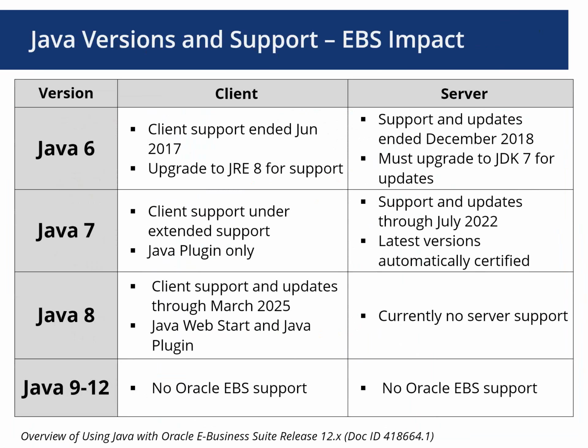So when we talk about Java versions and Oracle Business Suite support, what is the impact? What are those versions that I need to be thinking about? Where am I today? And where is everything going in the future? As of today, Java 6 is no longer supported. There are no more updates coming out as of December 2018. So you must be upgrading in order to get security patches if you're on Java 6.